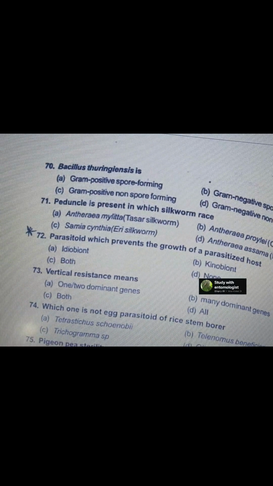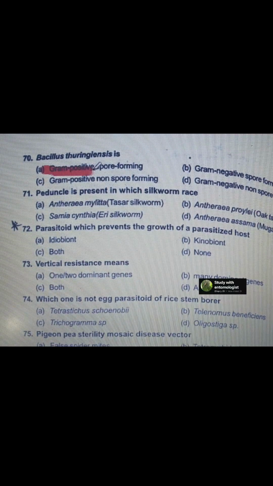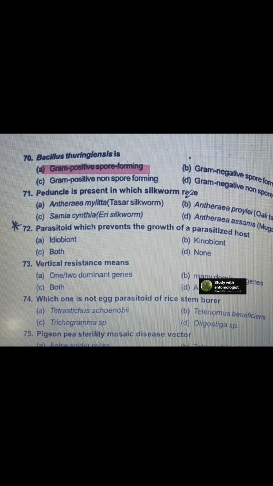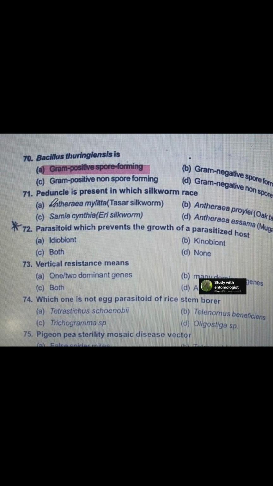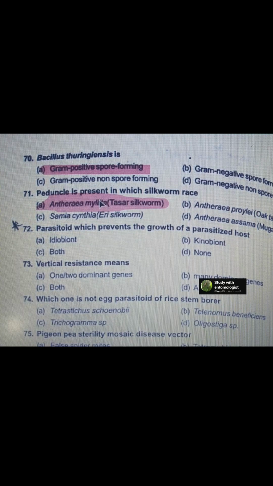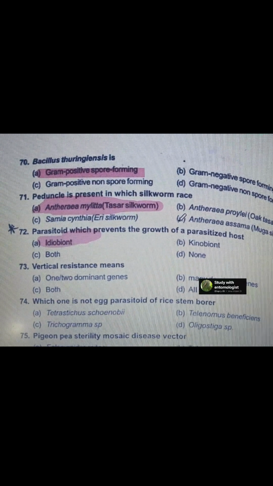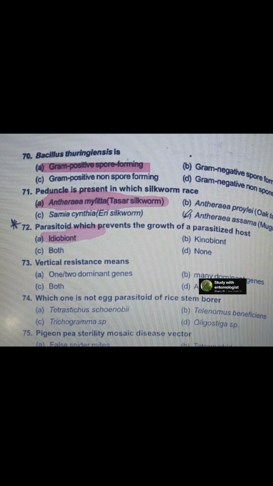Next question: Bacillus thuringiensis is a gram positive spore forming bacteria. Next: peduncle is present in which silkworm? Remember, only in the tasar silkworm is the peduncle present, and the scientific name is Antheraea mylitta. Next: parasitoids which prevent the growth of the parasitized host are known as idiobionts, and those which continue the growth of the parasitized host come under koinobionts.